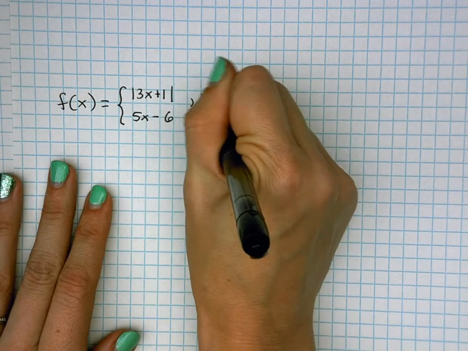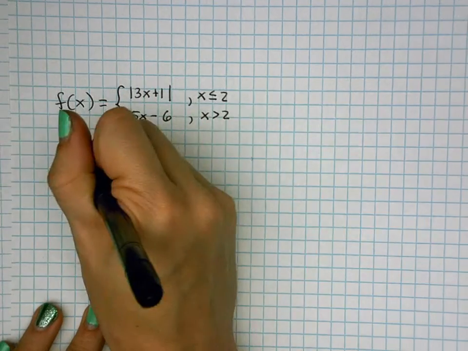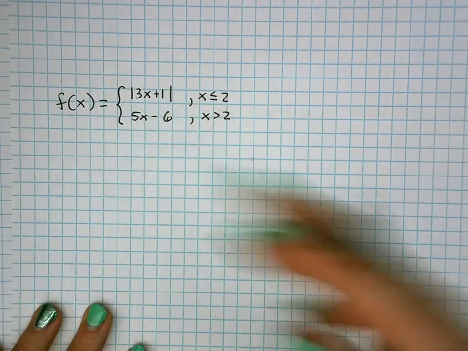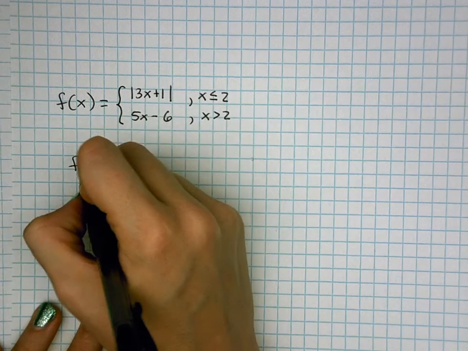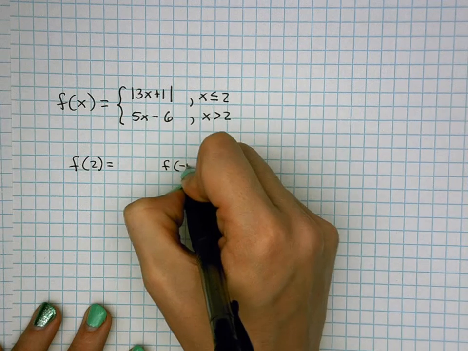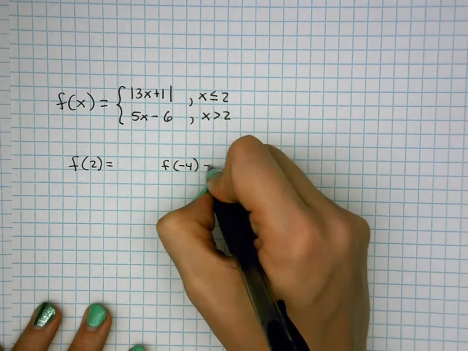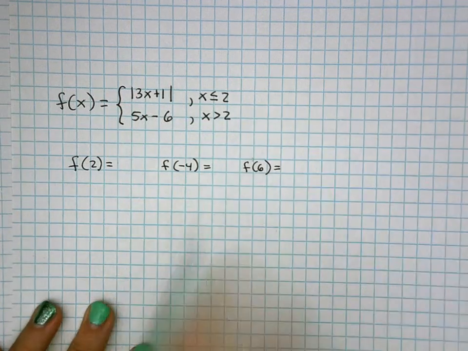Okay, and I'm going to ask you a couple of questions about this, then I'm going to give you another piecewise so you can practice a couple more. So let me ask you, what is f of 2? What is f of negative 4? And what is f of 6? Go ahead and pause the video, give those a shot, restart it when you are ready.